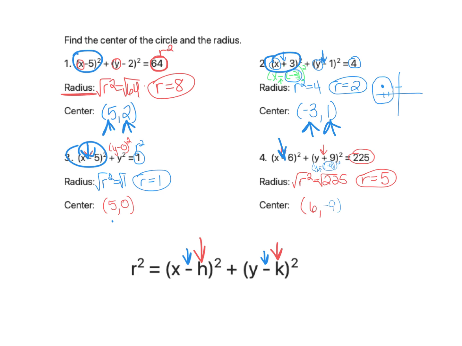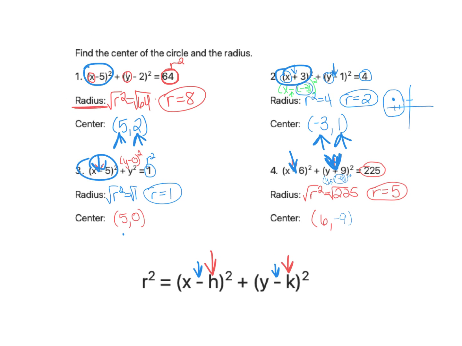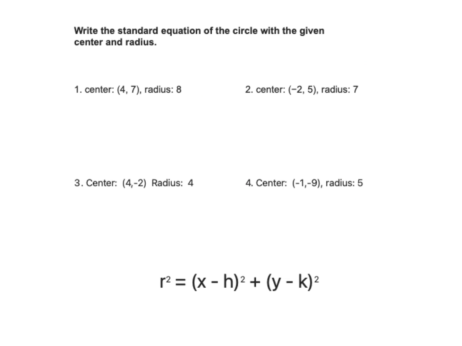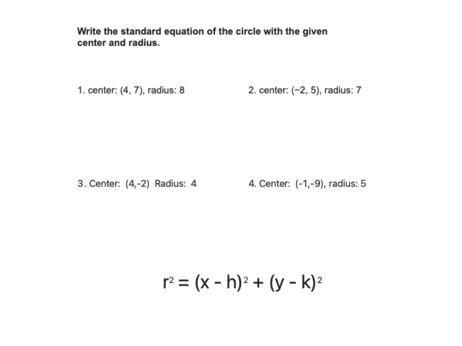We have a negative here with the 6, which means our center is going to be positive 6. A positive here with the 9, which means we're going to have negative 9. So you just have to think about how to remember that when you go to find your centers. And then the only other thing we're going to do is write that equation in this form, given the center and the radius.